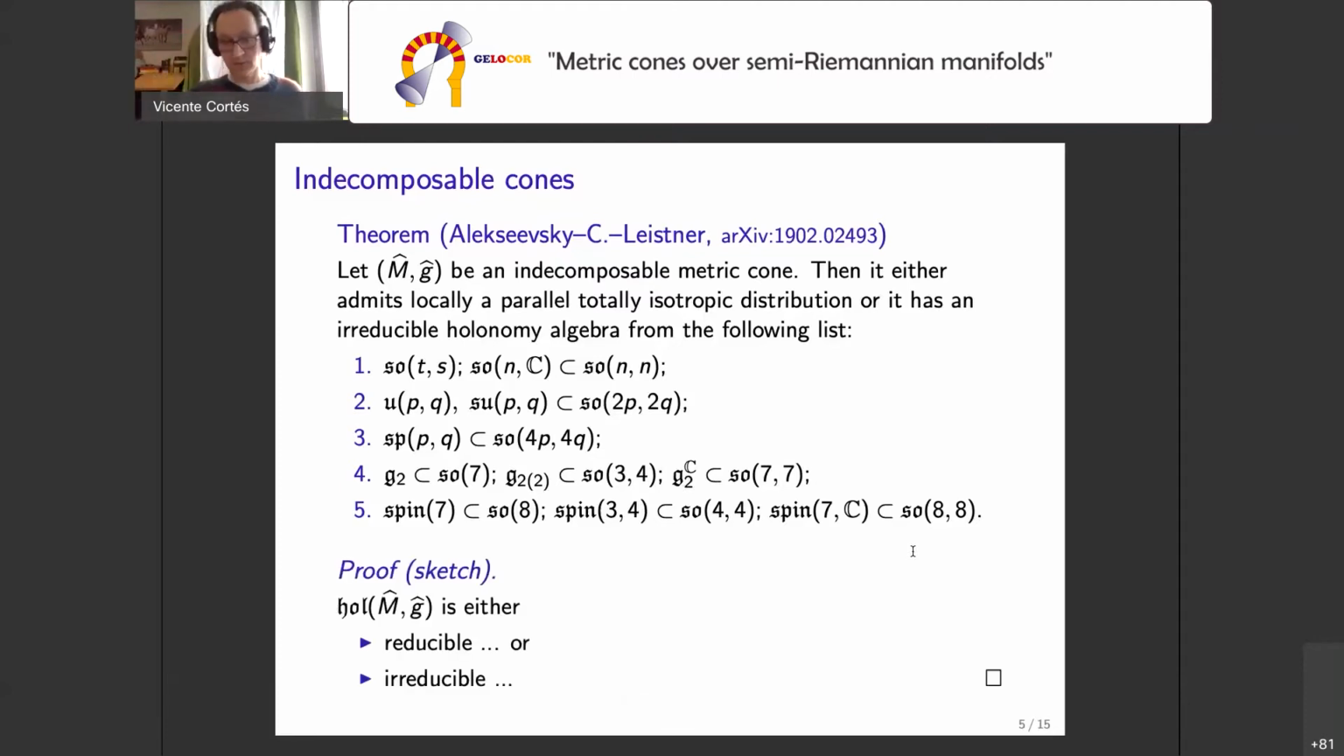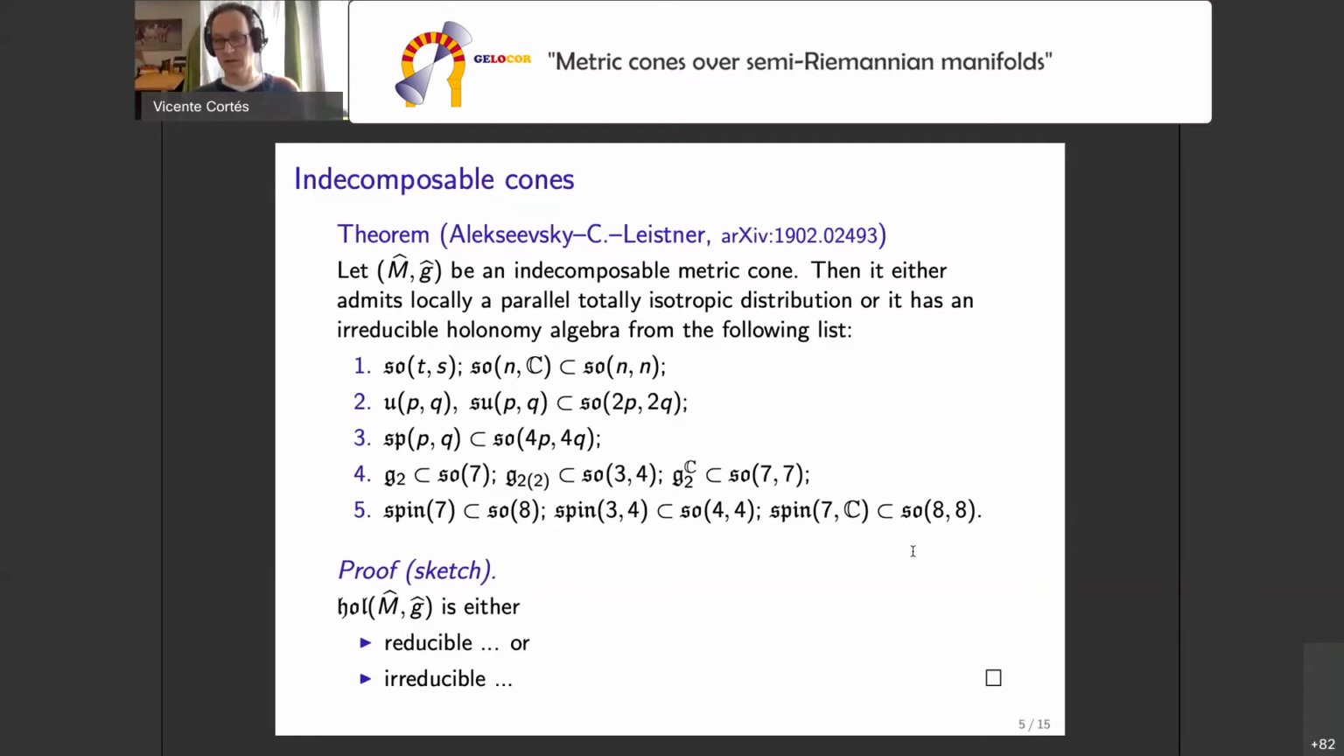So I would like to very briefly explain how this classification comes about. In fact, it's not so complicated as it may seem, because we can build on existing work. So first of all, you can distinguish two cases. Either the holonomy algebra is reducible or irreducible.